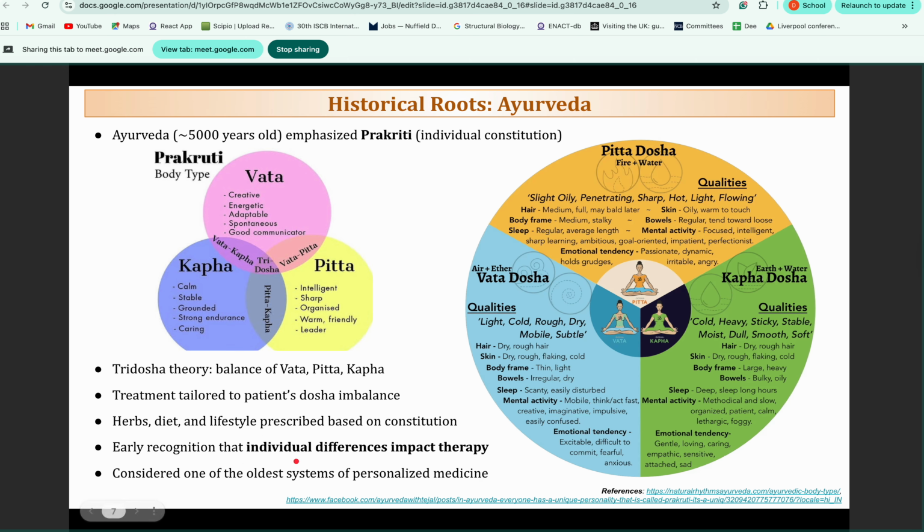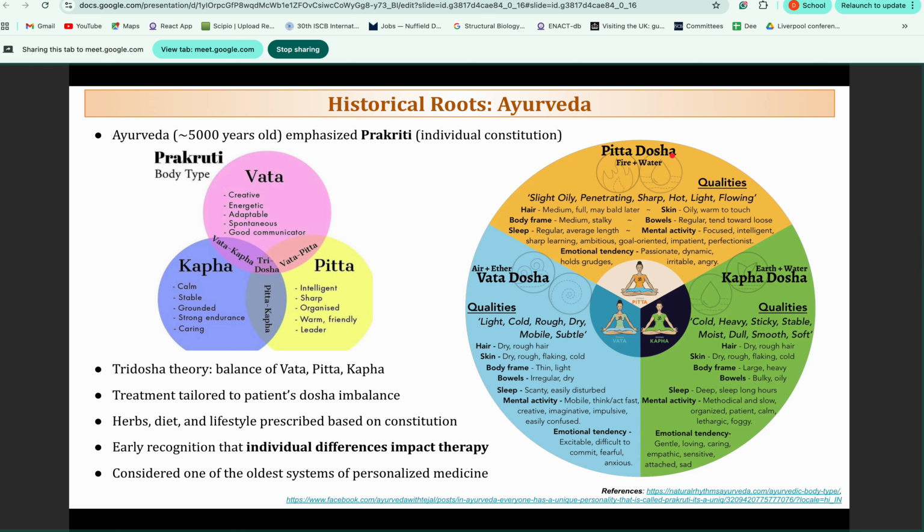So this is an early recognition that individual differences impact therapy, and it is considered one of the oldest systems of personalized medicine. This also shows how our primitive, or ancestral, culture is so rich in this information, which we now call modern, but it is no longer modern. It was already mentioned in the scriptures or literature which was previously present in our Hindu mythology.